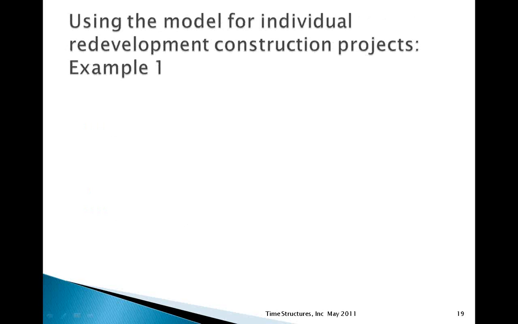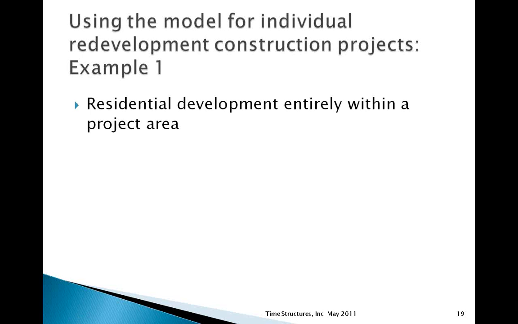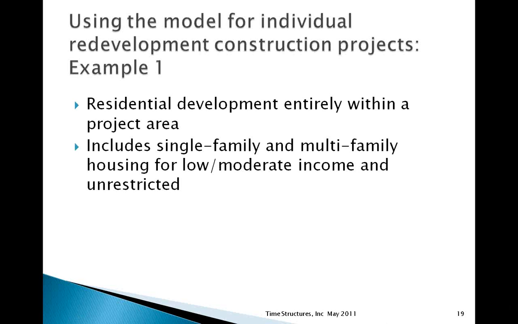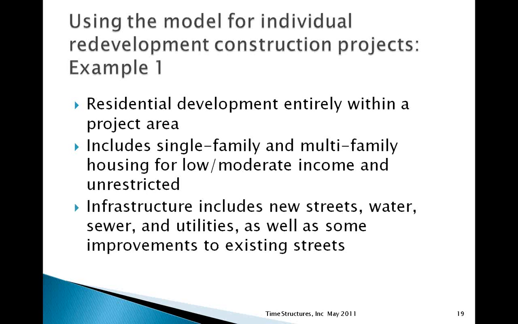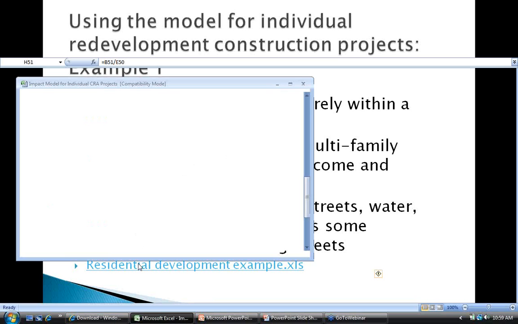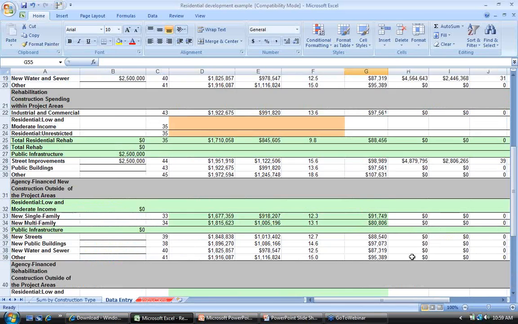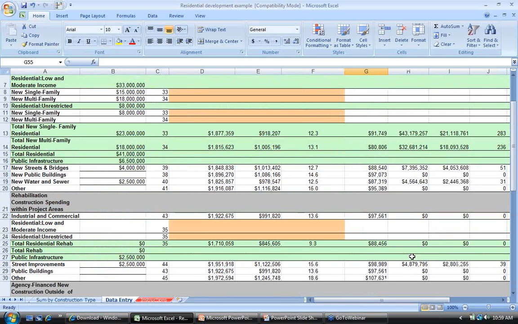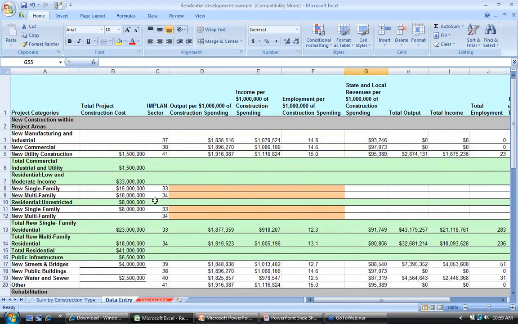Okay, so I've worked up a couple of examples here. This first one is just a residential development entirely within a project area. It includes single family, multifamily, some low moderate income, other unrestricted, and includes some infrastructure in terms of streets, water, sewer, utilities, and some improvements to existing streets. And take a look at this one. And you can see again how these shaded cells work.